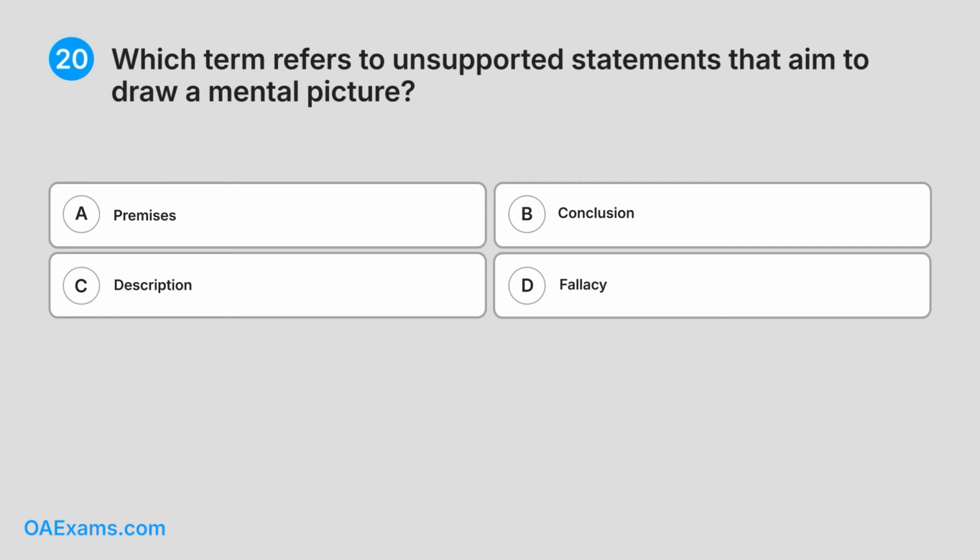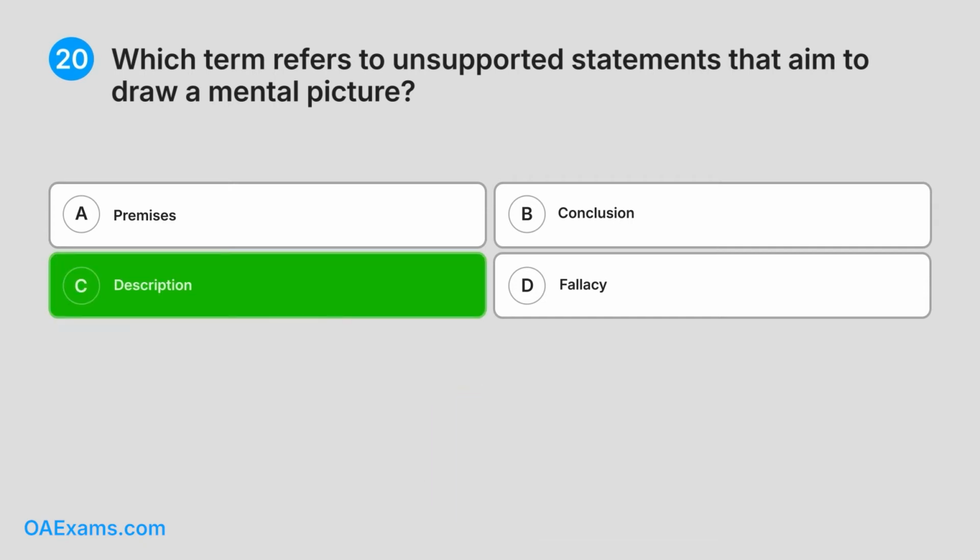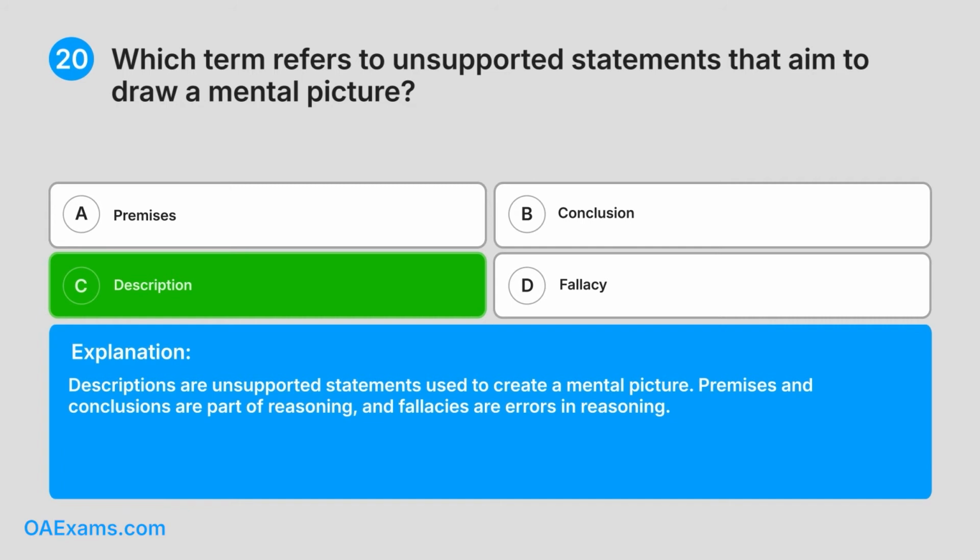Correct answer. C. Description. Explanation. Descriptions are unsupported statements used to create a mental picture. Premises and conclusions are part of reasoning, and fallacies are errors in reasoning.